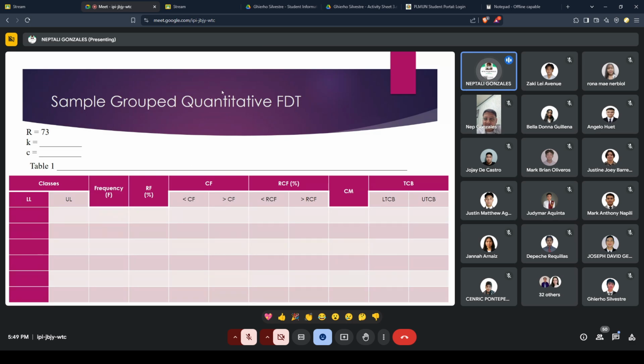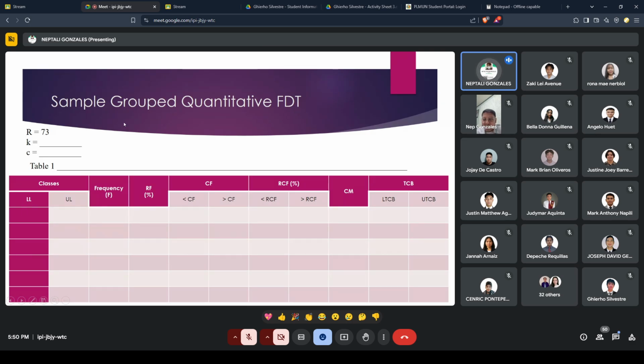So you will write it down in the R provided in the sample grouped quantitative FDT. So this is only a sample grouped quantitative FDT. Later on, the ungrouped quantitative FDT. So your R is 73. Now, we will now compute for the K because it is required to compute for the R, K, and C before we could have the values here in the body.